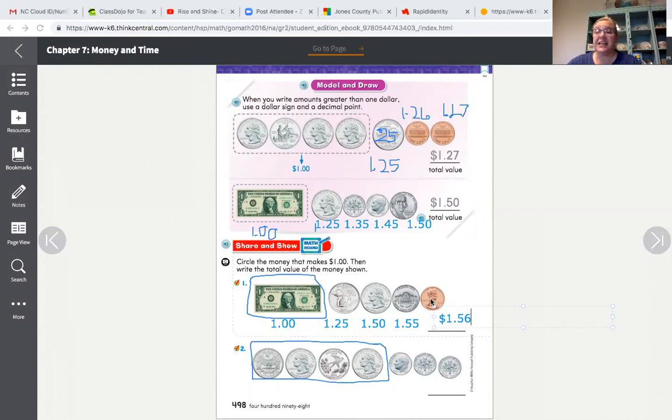Excellent. If you didn't get that, go ahead and pause it and fix it. And now let's go on to number 2. Okay, number 2, we already circled our dollar bill. So let me go ahead and I'm going to include that in here. Come on, text. Okay, so here we already have $1. Oops, decimal point.